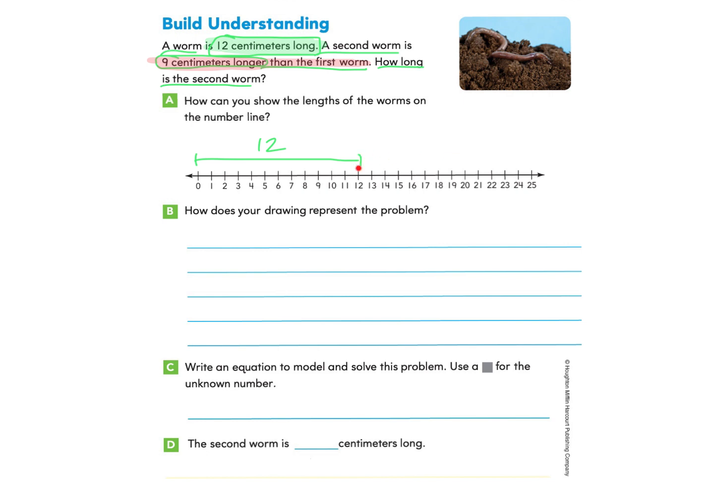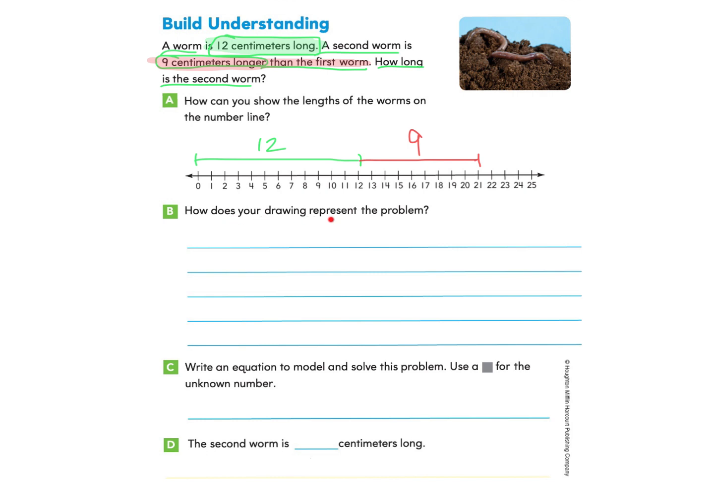So if I count from 12, 1, 2, 3, 4, 5, 6, 7, 8, 9. Here's where that second worm is going to end. So I'm going to draw right here where it ends. I'm just going to draw another line here and put 9 because the second worm is this and 9. So here's where that second worm ends. Let's take a look at part B.